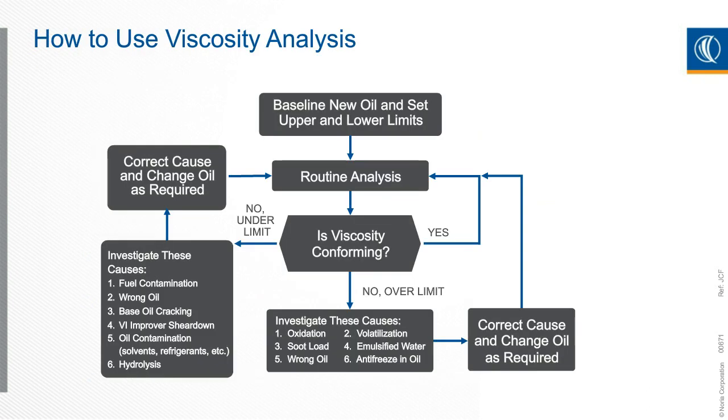When you're doing viscosity analysis on your oil analysis reports, here's a flow chart you can use to break down what you're going to be doing. First, you have a baseline new oil result, and then you have your upper and lower limits. Then you do routine analysis. It could be every 2 weeks, every month, every 2 months, whatever it may be. Eventually, you're going to get a viscosity result that's not conforming, whether it's under limit or over limit. Either way, you need to figure out what the corrective cause is, change the oil as required, and go back to routine analysis. Whatever it is, make sure you figure out the root cause so you can avoid it occurring again.